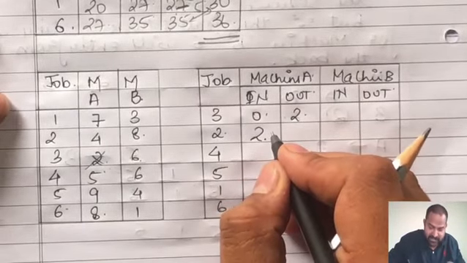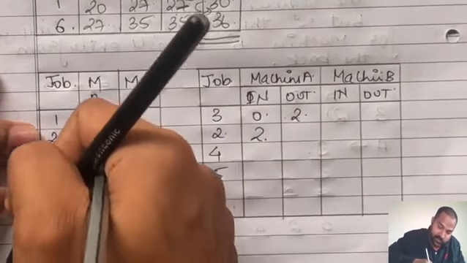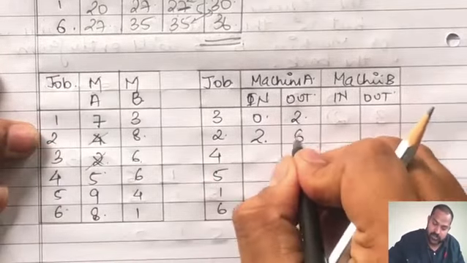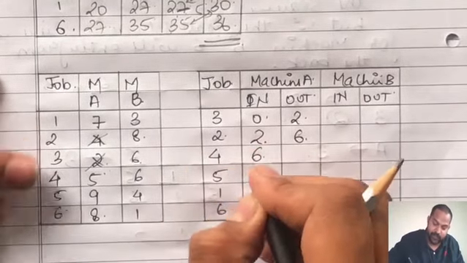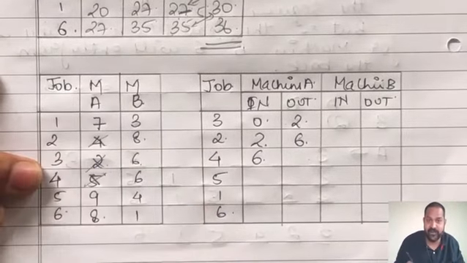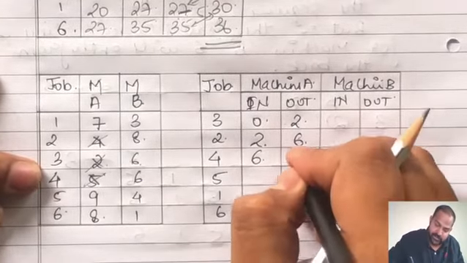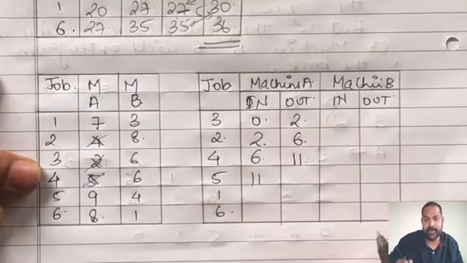At 2, I will start job 2 and it will take 4 hours. 2 plus 4 is 6. At 6, I will pick up job 4. 4 on A takes 5 hours. 6 plus 5 is 11. At 11, I will pick up job 5.